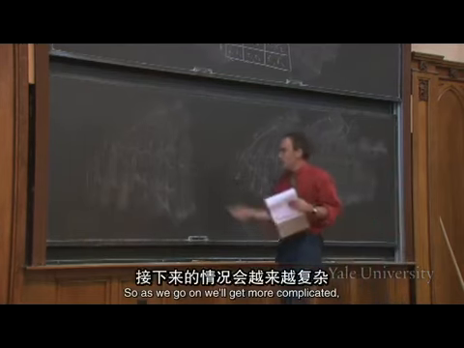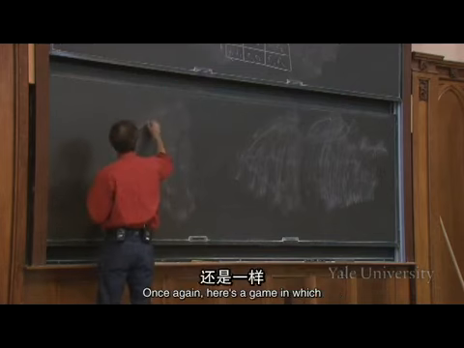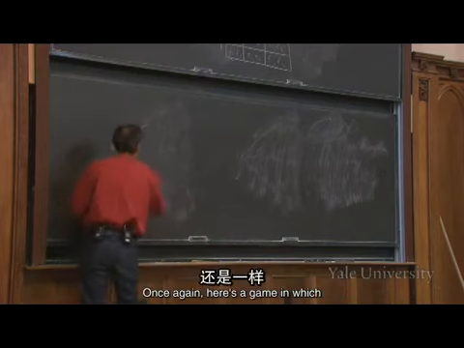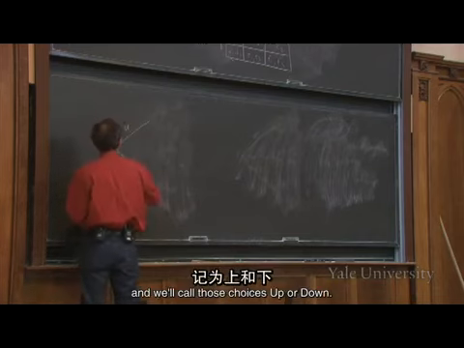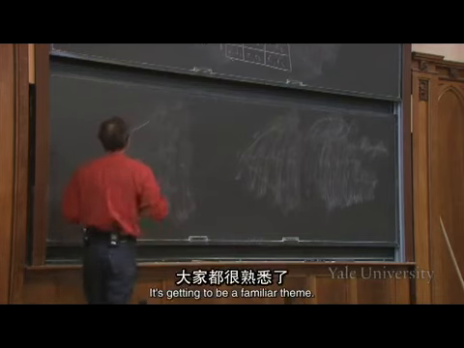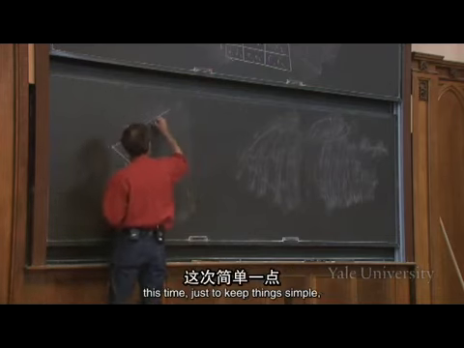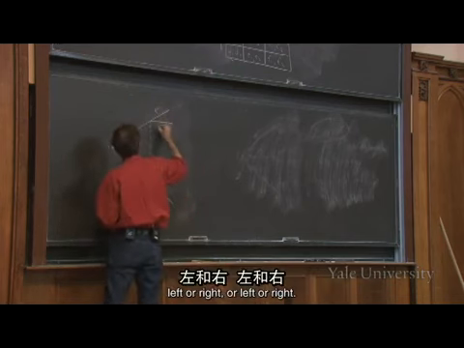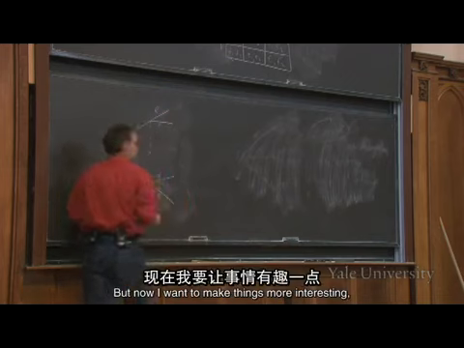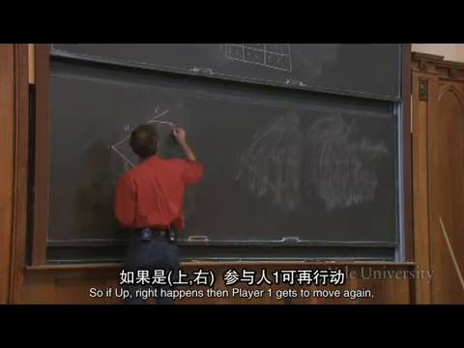All right. So as we go on, we'll get more complicated. So let's get a little bit more complicated now. Once again, here's a game in which player 1 is going to have 2 choices, and we'll call those choices up or down. It's getting a familiar theme. And once again, player 2 is going to move next, and this time, just to keep things simple, we'll have player 2 just have 2 choices, left or right. But now to make things more interesting, let's have player 1 move again.